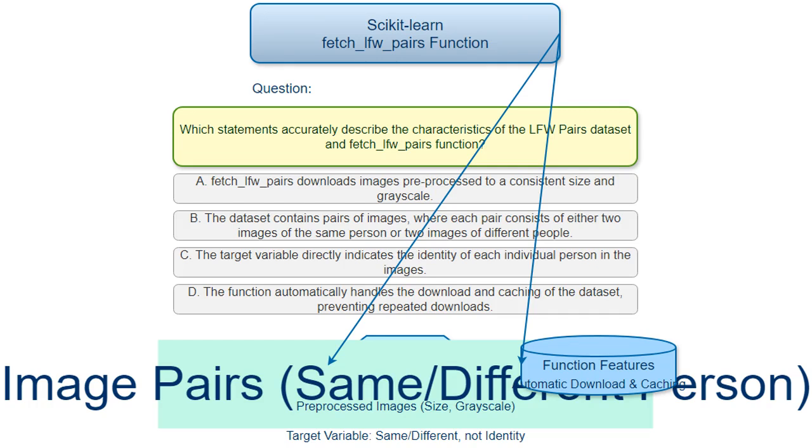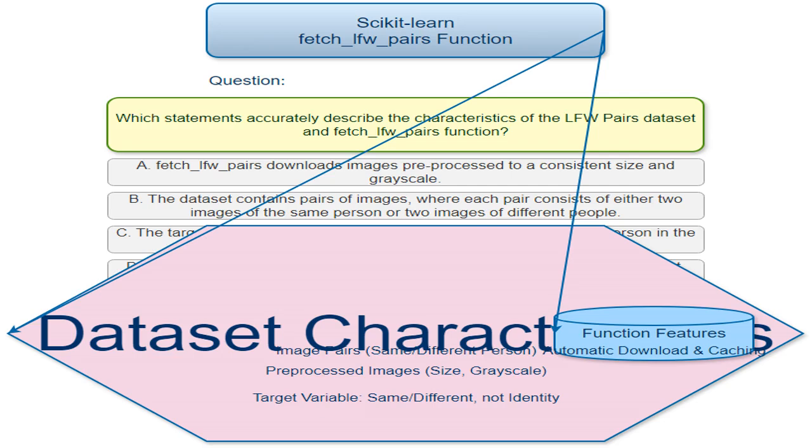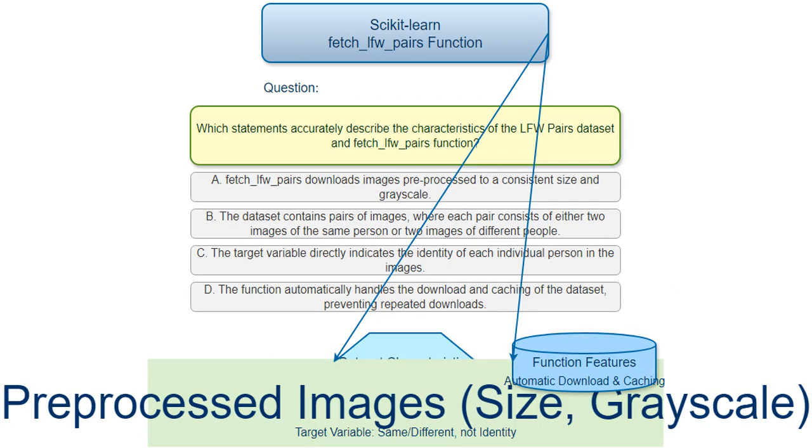The dataset gives us pairs of face images. For each pair, you need to determine if they show the same person or different people. That's the core idea. The images have been prepared. They're all the same size and are in grayscale, making analysis easier. However, remember that these are default settings. They can be changed.